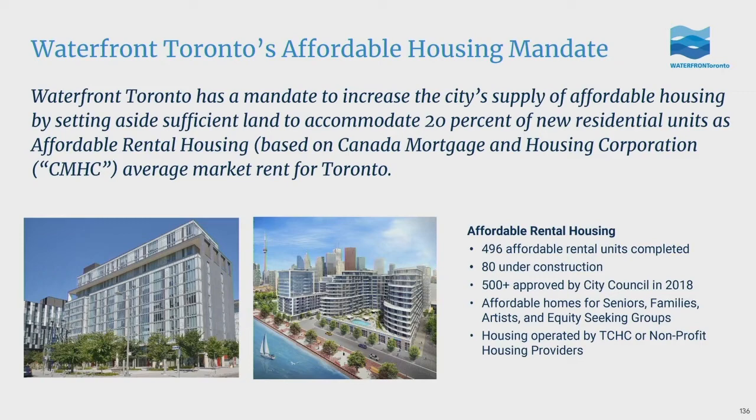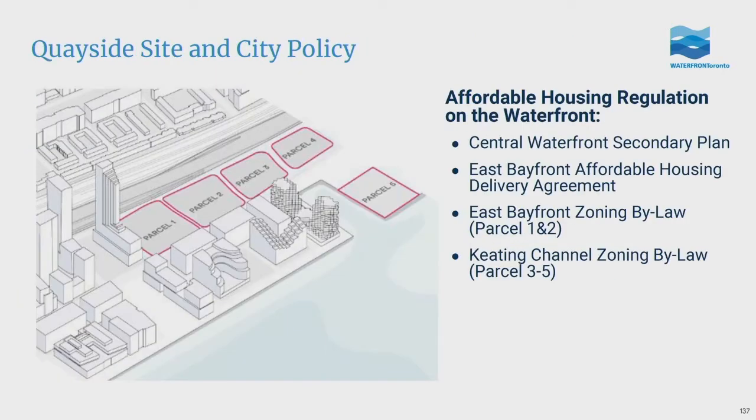With this in mind, let's turn our attention to the 12-acre Quayside site. Quayside can be broken down into 5 distinct parcels spanning 2 different zoning bylaws. What's important to know about this site is that there are several regulations that speak to affordability. There's the Central Waterfront Secondary Plan, the East Bayfront Affordable Housing Delivery Agreement between Waterfront and the City of Toronto, and 2 zoning bylaws. These regulations, coupled with Waterfront's mandate for affordability, mean that at the core of Quayside is a commitment to affordability. You can view these regulations as a sort of base layer guiding affordability.